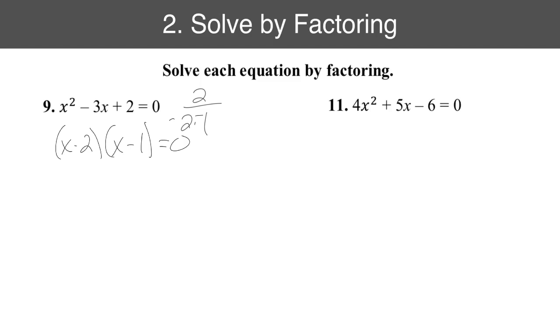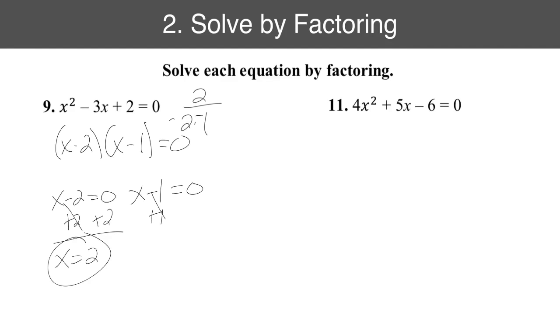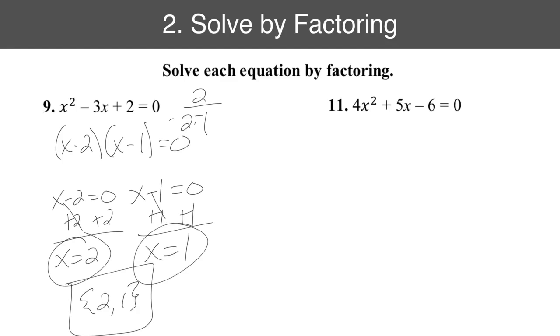So there's my two factors. Take both of those, set them equal to 0. So x minus 2 equals 0, x minus 1 equals 0, and solve both of these. So you add the 2 over on the first one, you get x equals 2. And you add the 1 over on the second one, you get x equals 1. So there are your two answers. And if you want to get fancy, you can put the little brackets around it, and your answers would be 2 and 1.